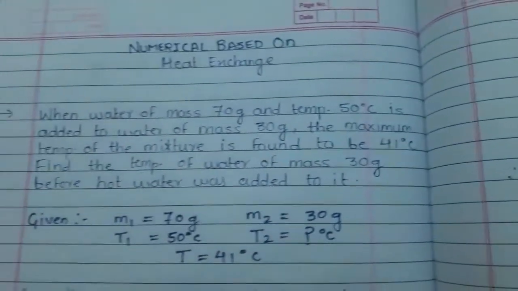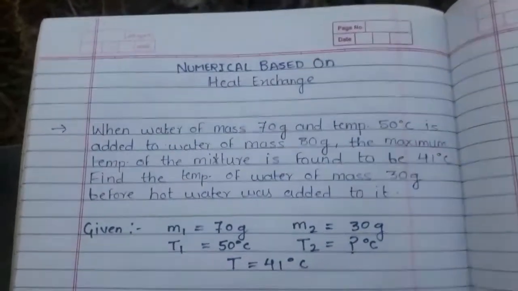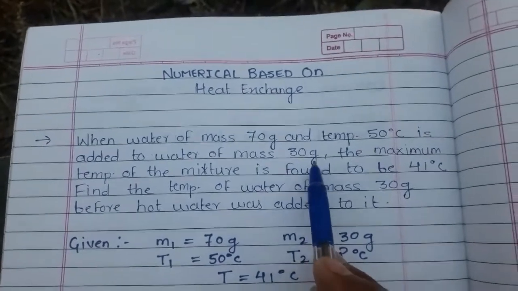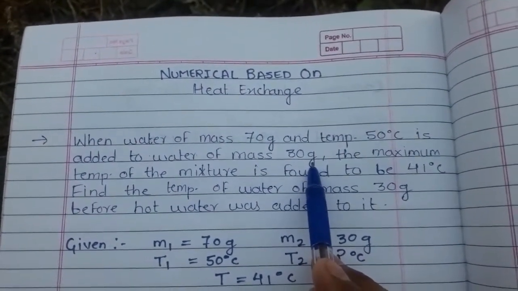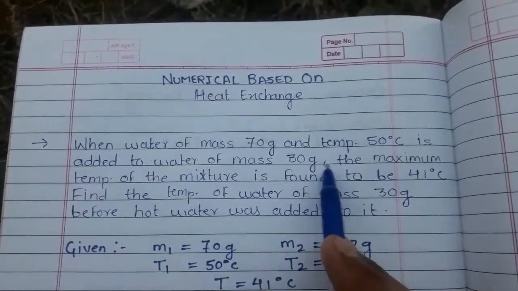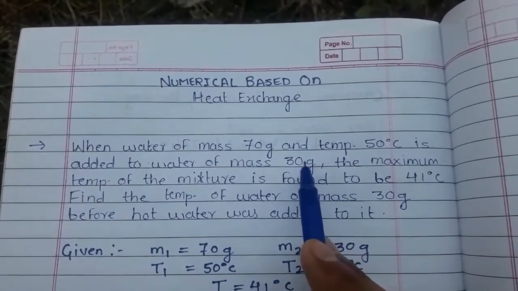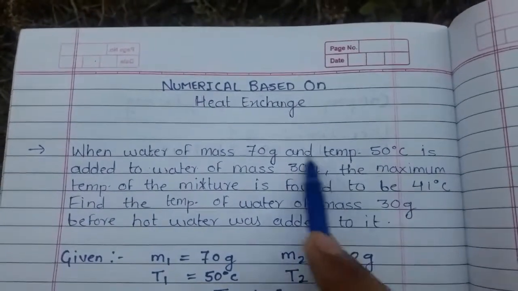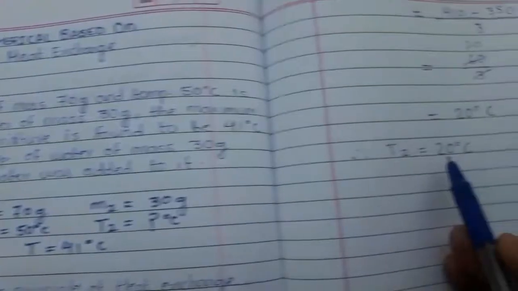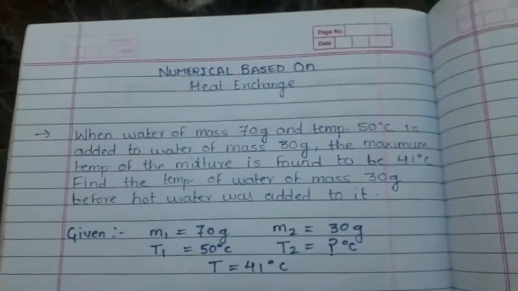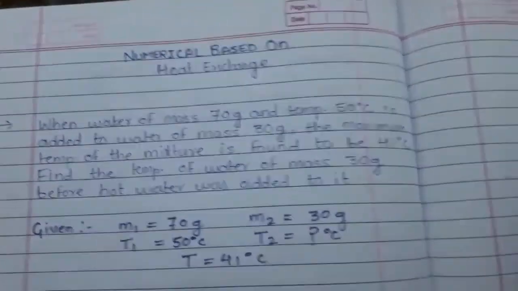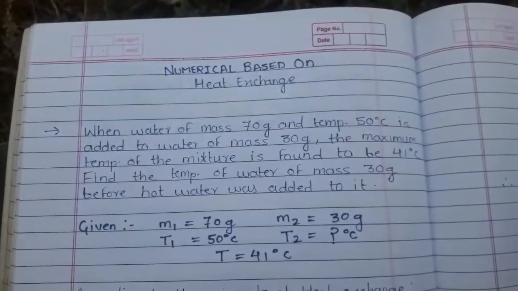Alright. So when we mix 70 gram of water which has a temperature of 50 degrees Celsius into 30 gram of normal water, that means this 30 gram of water carries the temperature of 20 degrees Celsius. In this particular question we needed to find the temperature of this 30 gram water, and we found the answer as 20 degrees Celsius. So I hope friends you have understood the whole concept.